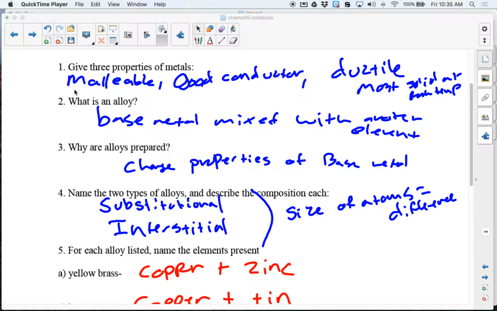Okay, number 4 says name the 2 types of alloys and describe the composition of each. There's substitutional alloys and there are interstitial alloys. And physically the difference is the size of the atoms that we're putting in, but of course that is going to manifest itself in how they are arranged.